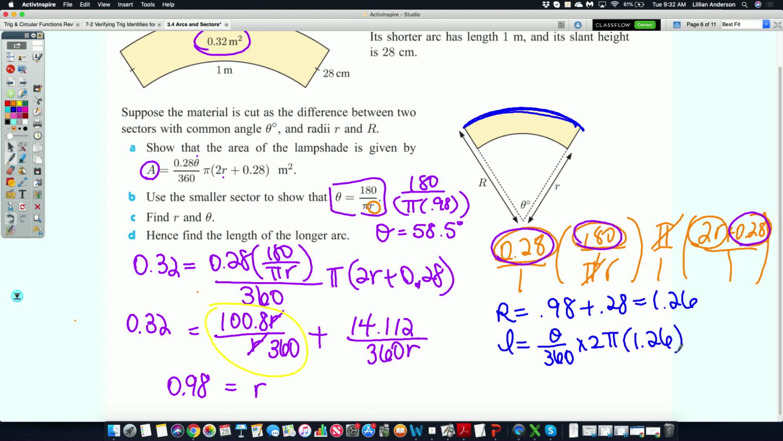And we know that theta is that long decimal that you still have in your calculator, correct? So take that long decimal, divide it by 360, times 2, times pi, times 1.26, and you should get your length of 1.29 meters, because we don't want to forget our units on any of them.